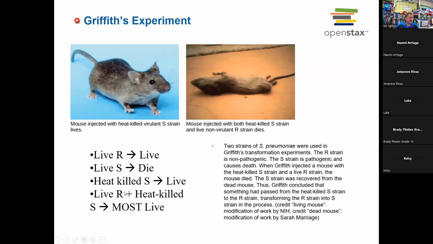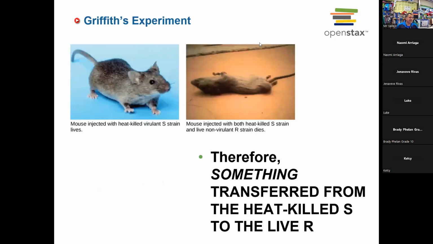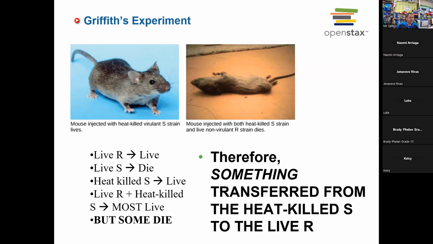Well, here's another thing. If you have live R strains that don't kill the mice, and you have heat-killed S that don't kill the mice, they should live. And that's true for almost all of them. I wrote here mostly. But as you can see on the photo here, wait a second, there are a few that die. Well, what happened there? Some of them die because there's something that's transferred from the heat-killed S bacteria to the live R bacteria. What is that something? Well, that was the question for a while.